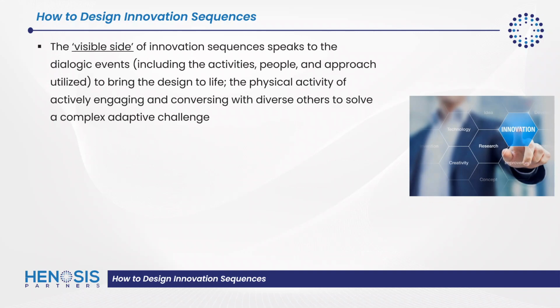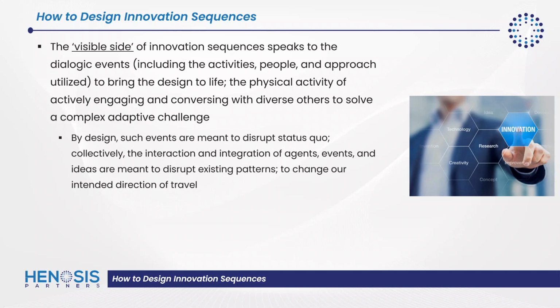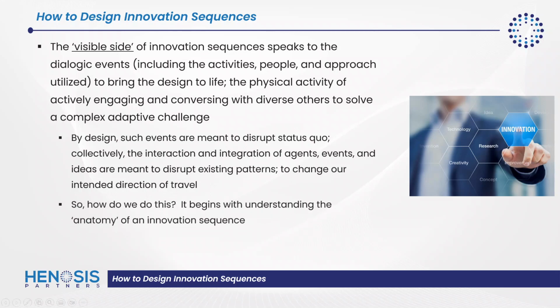The visible side of innovation sequences speaks to the dialogic events, including the activities, the people, and the approach that we utilize to bring the design to life. It's the physical activity of actively engaging and conversing with diverse others to solve a complex adaptive challenge. Now, by design, such events are meant to disrupt the status quo. Collectively, the interaction and integration of agents, events, and ideas are meant to disrupt existing patterns, to change our intended direction of travel. So how do we do this? Well, it begins with understanding the anatomy of an innovation sequence.